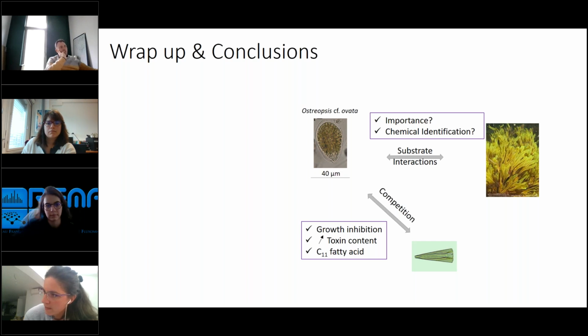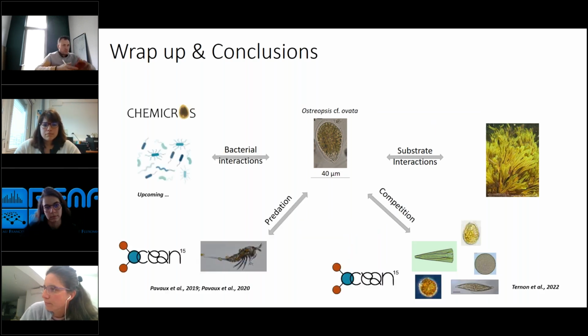For the competition aspects, we did find that another group of microalgae can inhibit the growth of Ostreopsis and increase its toxin content by inducing a stress through the production of small fatty acids. But there are other microalgae that are in play here in the ecosystem, and we were able to show that it's not always the case with all microalgae. It's a specific interaction.